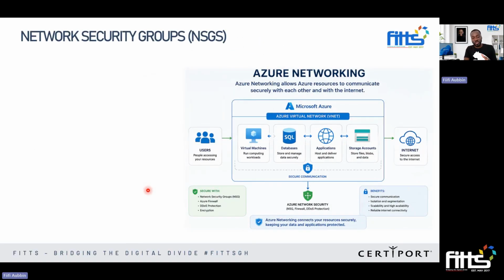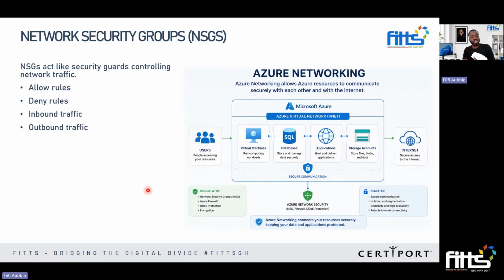Now, we need to also look at network security groups, more or less like the police of your network, which allows traffic in and out of the network. So you set certain rules to allow and prevent or deny. So the NSGs act like security guards controlling network traffic. So we have allow rules, deny rules, inbound traffic, outbound traffic, and we're going to explore that step by step. So you don't need to worry about that.